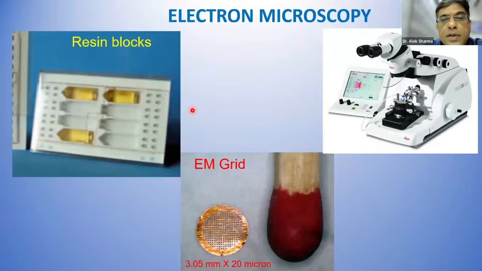These are very small blocks, and when the final sections are cut, they are taken up on this grid. This grid is actually the equivalent of the glass slides which we use in routine histology. You can see the size, it's just 3 mm, and the thickness of this grid is only 20 micron. Since it is so small, you need to cut these sections under a special microtome, called the ultramicrotome, which I have depicted here. So you need a separate setup and a lot of expertise to be trained and developed if you want to put up an electron microscope lab.